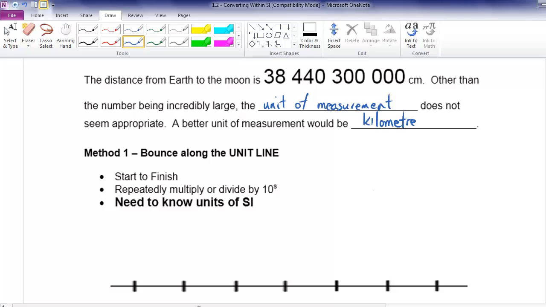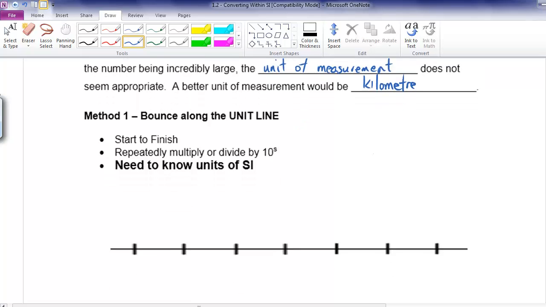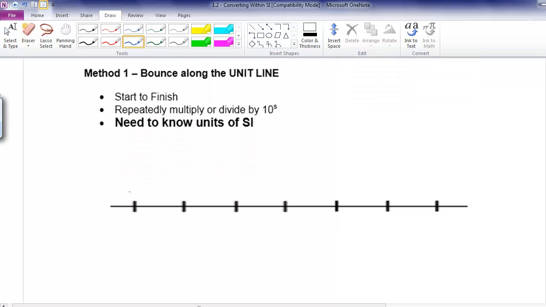And know that as the metric system is based on multiples of 10, we're going to either multiply or divide by 10s. But the key thing here is you got to know your units, at least from millimeters all the way up to kilometers. And as soon as you know that, what's really just happening then is you're bouncing along a number line. Your brain really likes this. Really straightforward.